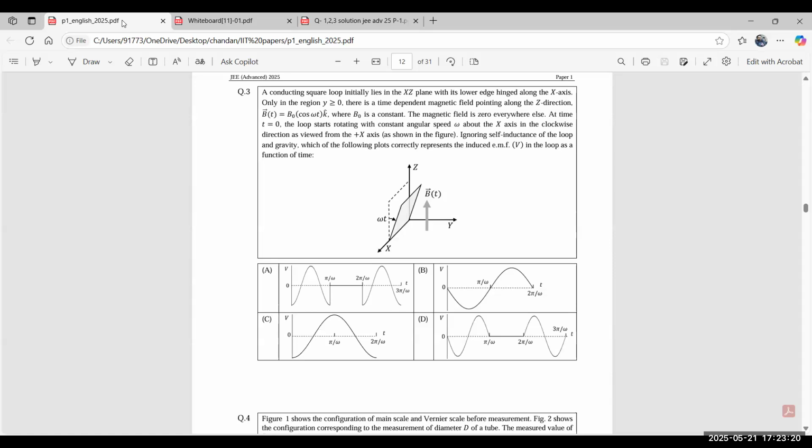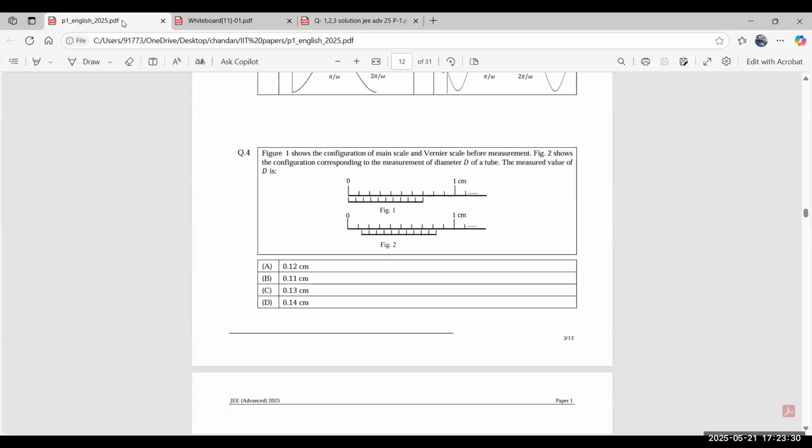This question I would call a very easy question. It's just the basic definition of Faraday's law, and that will give the answer. So I won't say this is difficult at all. This is a very easy question and doable for everyone. This is again a pretty simple question. It's the same as JEE-Mains level, so I don't think this is difficult for anyone.